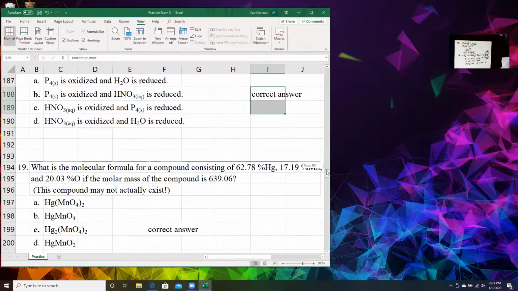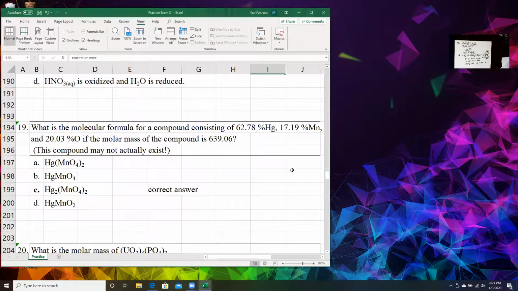Let's look at number 19. Okay, number 19. Number 19 is, what is the molecular formula of a compound that is 62.78% mercury, 17.17% manganese, and 20.03% oxygen? The molar mass is 639.06. Okay, you know what? I'm going to show you the quick and dirty answer to get to this one. And then I'm going to show you the long, well, no, let's do the long way first, and then I'll show you the short way.